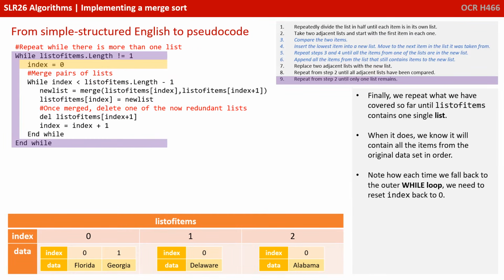Finally, we repeat what we have covered so far until list of items contains only a single list. When it does, we know it will contain all the items from the original data set in order. Note how each time we fall back to the outer while loop, we need to reset index back to 0.